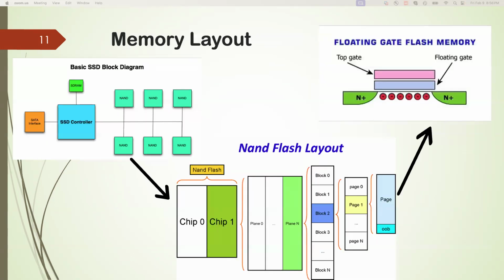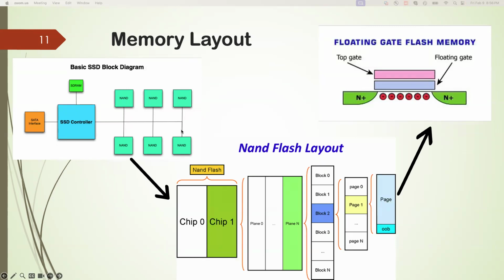So this is how the memory layout looks like on a solid state drive. Here you have the interface with which you will be communicating with the software or with the operating system. This is your physical communication setup, the physical SATA interface. Then each of the solid state drives has an SSD controller. The SSD controller is like a microprocessor that manages all the read and write operations on the SSD, as well as communicating with the file system and the operating system.